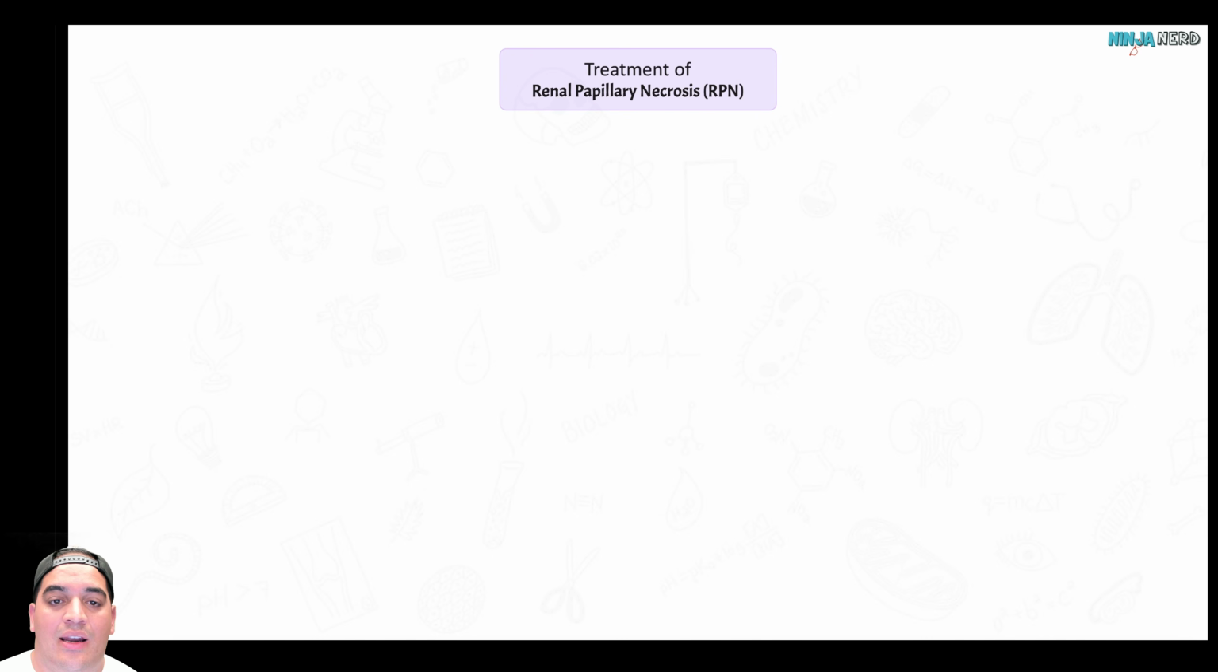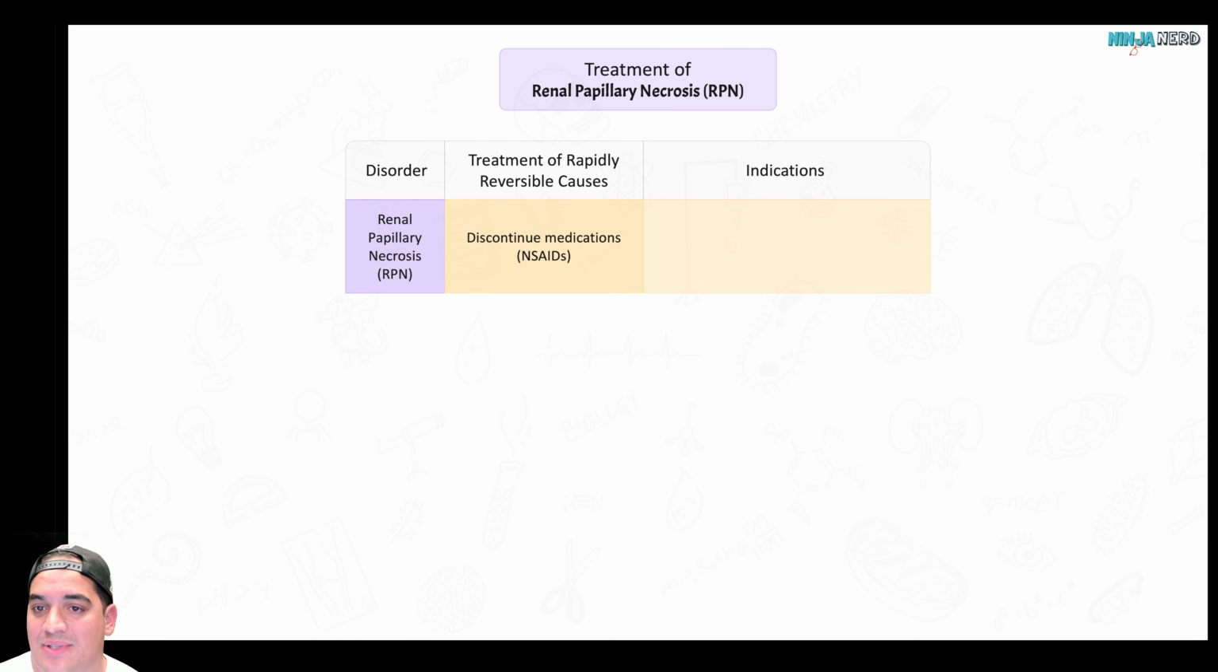Now, for renal papillary necrosis, this one's actually pretty straightforward. Again, we talked about that POSTCARDS mnemonic, with the big ones being sickle cell, the biggest one being the NSAID, the diabetes, and potentially obstruction. If you treat those underlying diseases, you should prevent the recurrence of renal papillary necrosis. But oftentimes, again, discontinuing the medications is very important, especially in this scenario. If it's sickle cell, you may have to consider giving things like hydroxyurea to reduce the incidence of these vaso-occlusive crises. If it's due to diabetes, unfortunately, there's not much that you can do except try to improve their glycemic control.